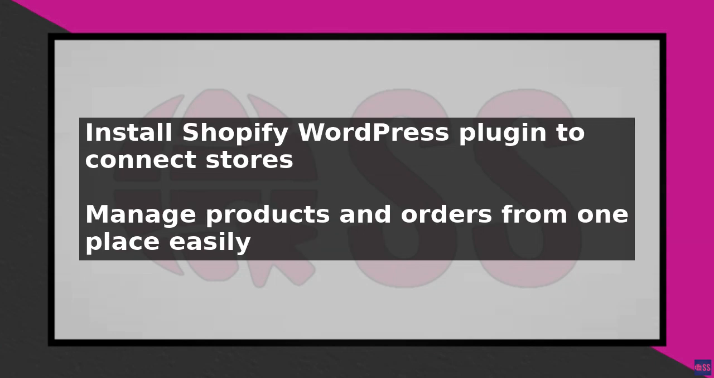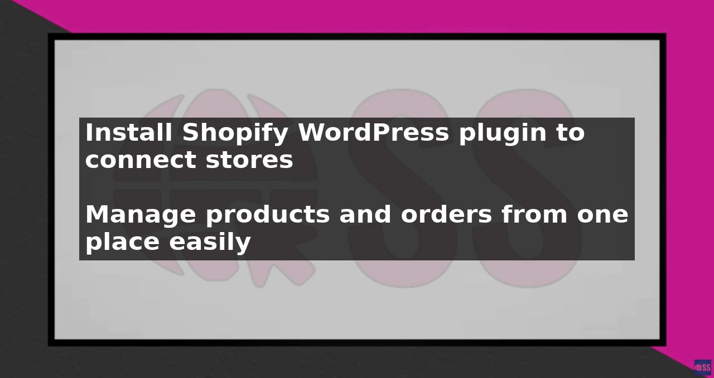Next, you will need to install the Shopify WordPress plugin on your WordPress website. This plugin will allow you to connect your Shopify store to your WordPress site and manage your products and orders from one place. To install the plugin, go to your WordPress dashboard and click on the Plugins tab. Then click on Add New and search for the Shopify WordPress plugin.